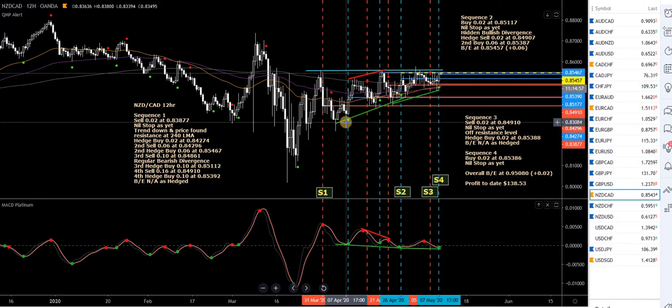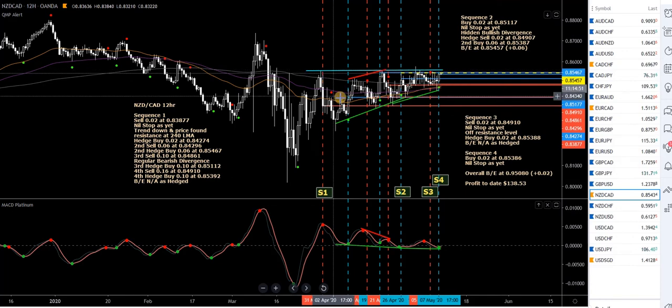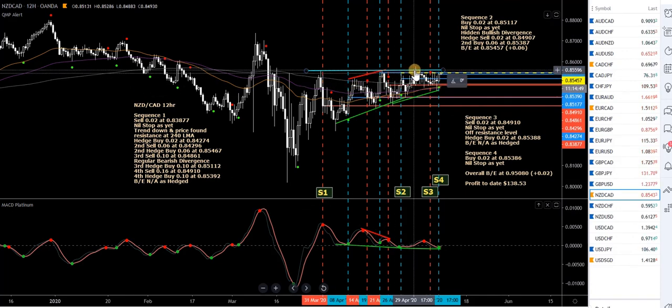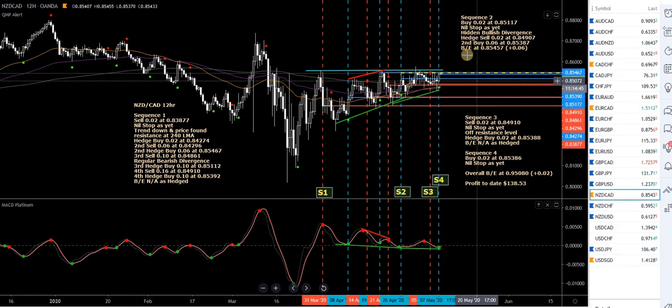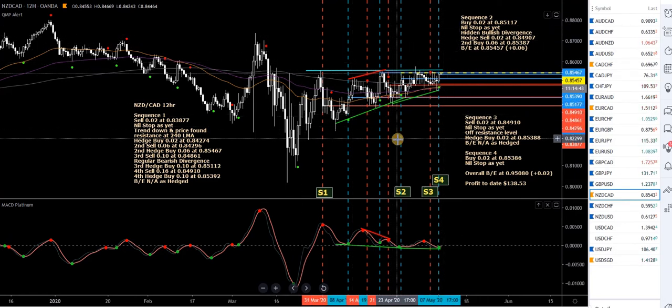Once we clear all this stuff here, hopefully we can break through this blue trend line here, because price has come up, bounced, bounced, bounced. Now it's heading back up again. It needs to break through. Even on the daily chart, this thing looks ugly. So that's New Zealand CAD.